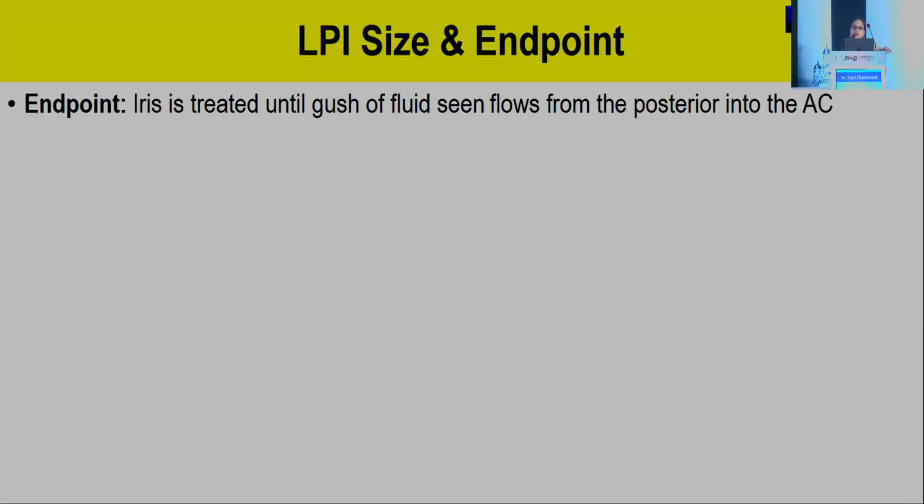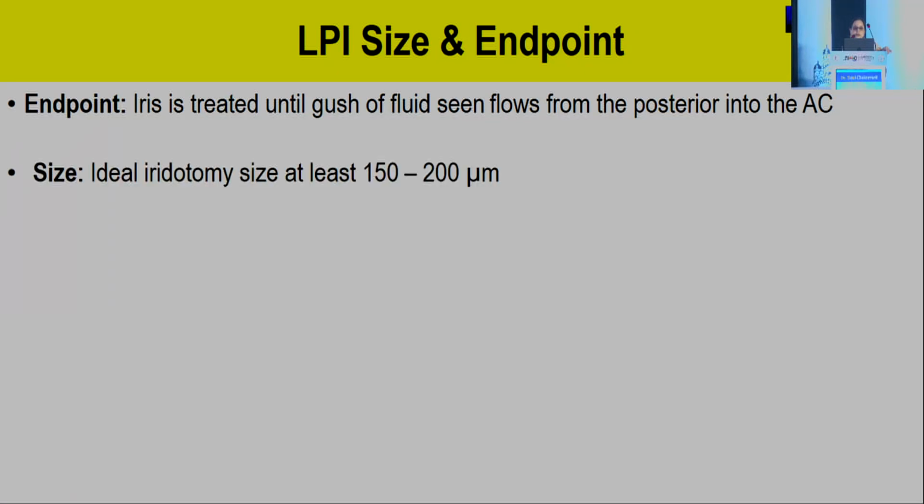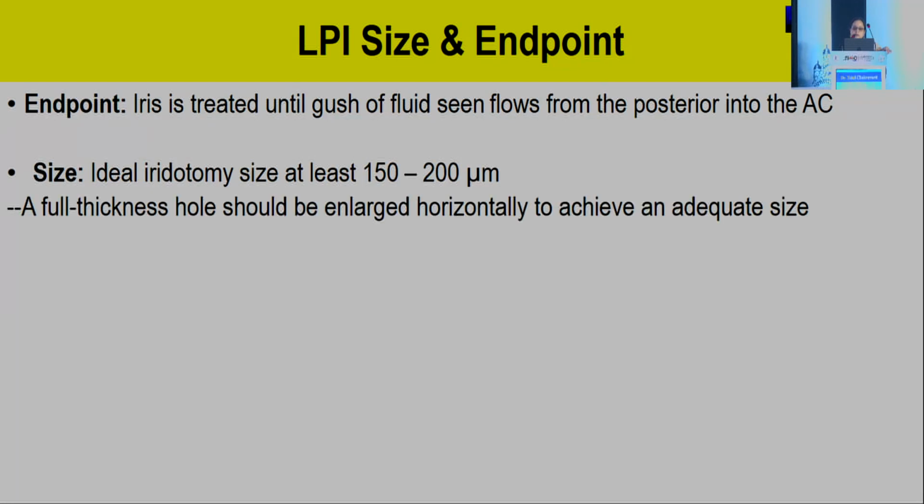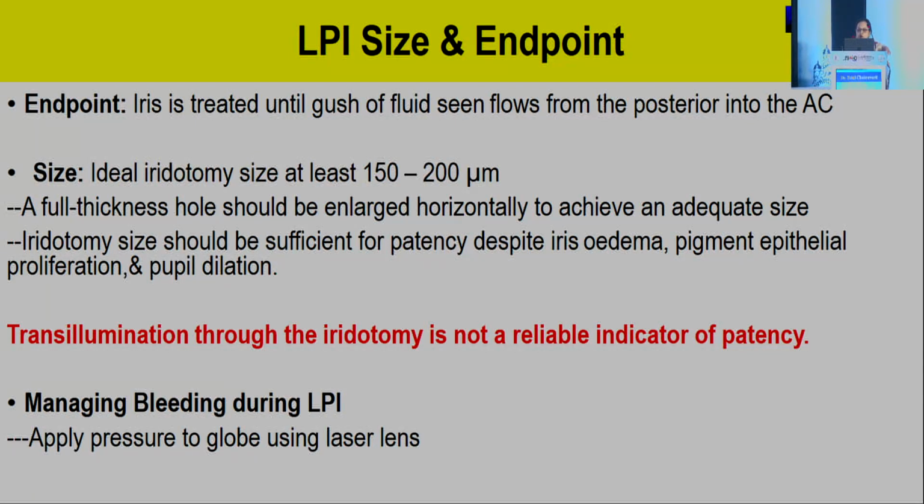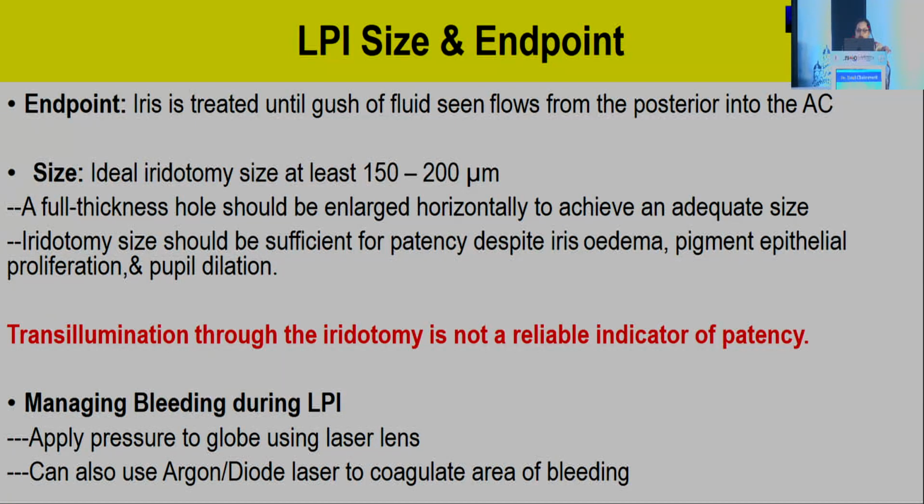What is the end point of the treatment? Iris is treated until a gush of fluid is seen flowing from the posterior into the anterior chamber. Ideal iridotomy size is at least 150 to 200 μ. Transillumination through the iridotomy is not a reliable indicator of patency. Manage bleeding: now apply pressure to the globe using the laser lens. You can use Argon or diode laser to coagulate the area of bleeding.